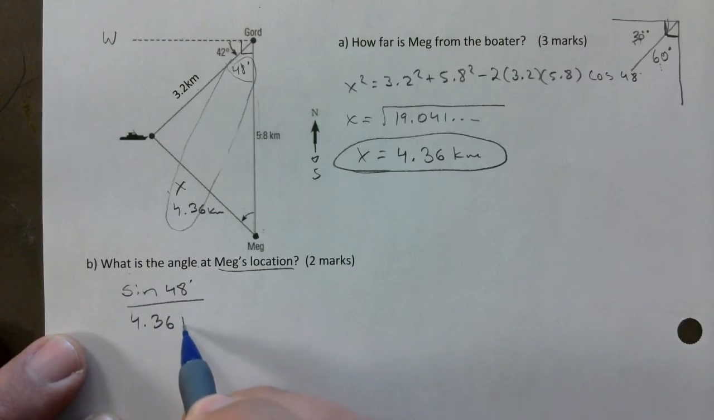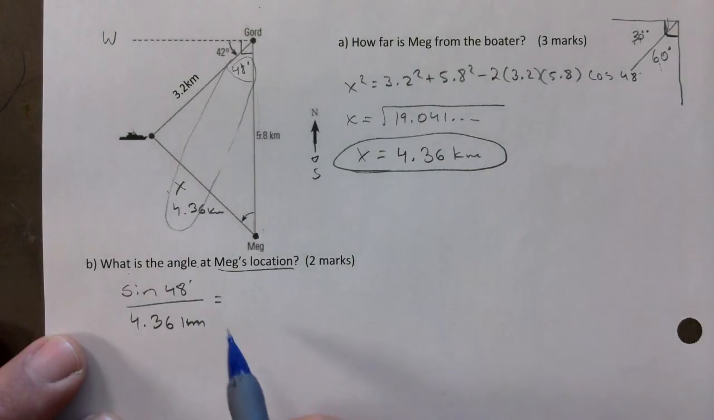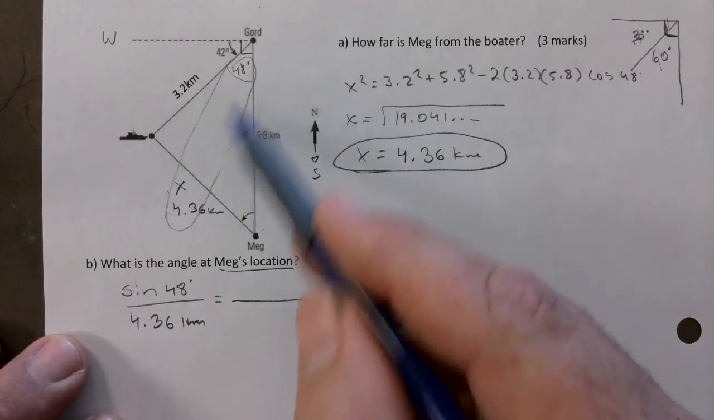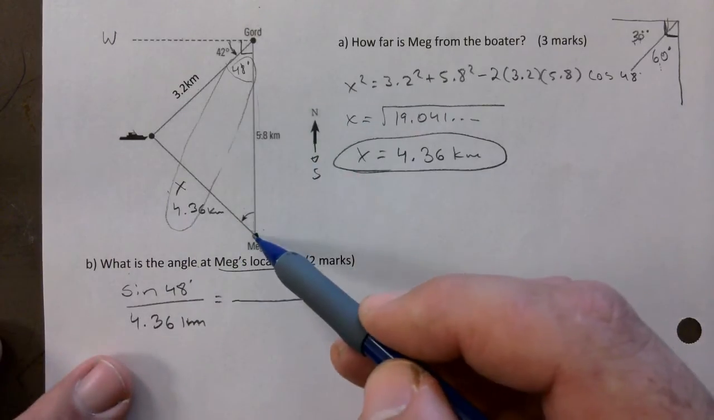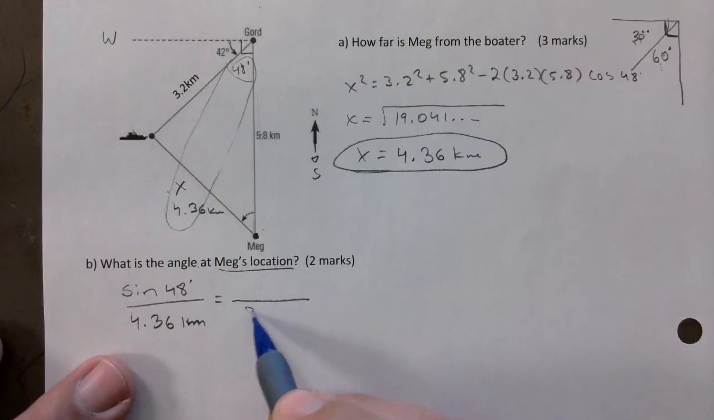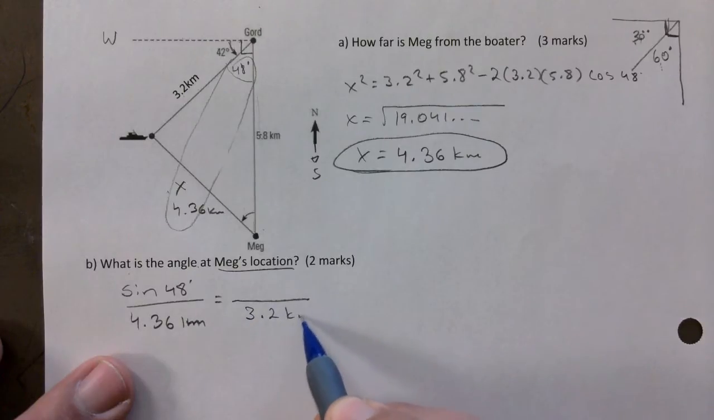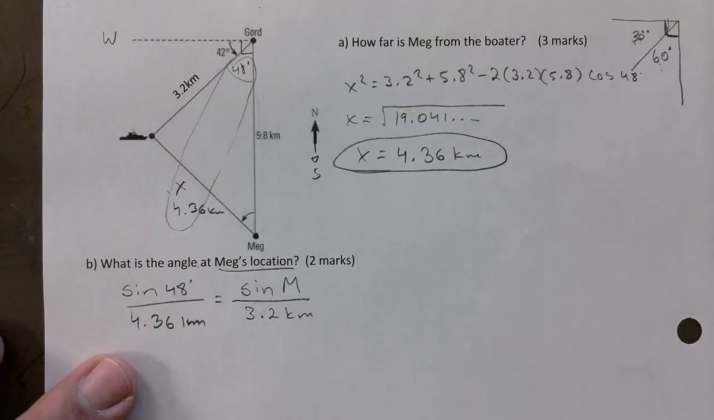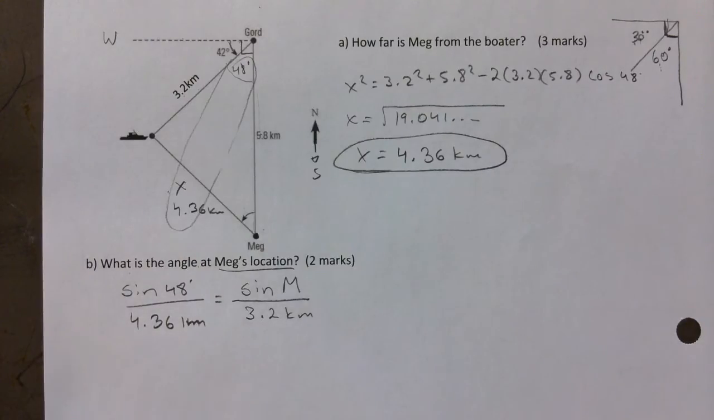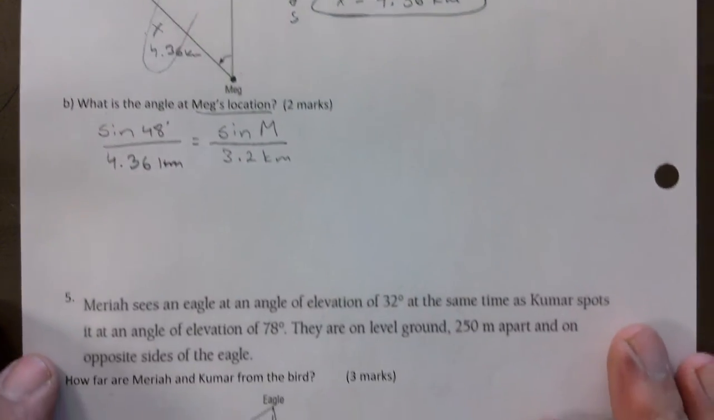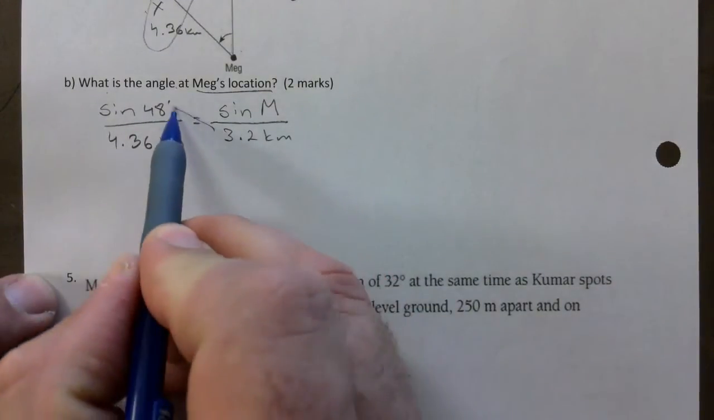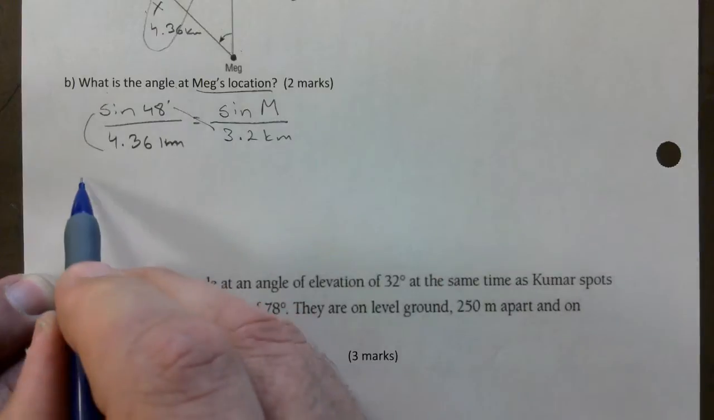4.36. I would say if you did cosine law, write this down anyways, because you could have used cosine law. A pair, and then I want this, so I need to use this side 3.2 kilometers, and I'm going to call this sine m. Don't just go m, okay? You have to go sine of that angle. Okay? So then you cross multiply and you divide.